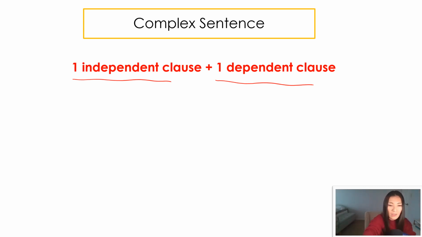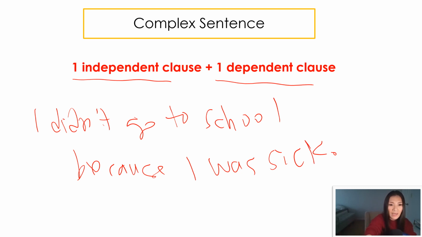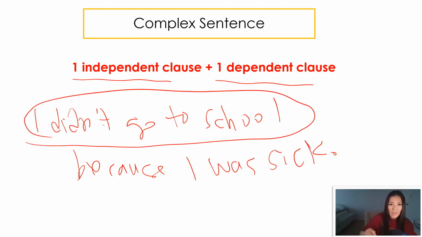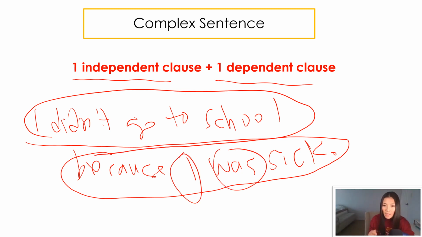For example, I didn't go to school because I was sick. I didn't go to school. This part is the independent clause, right? It could stand by itself. I didn't go to school because I was sick. This part is the dependent clause, right? Here's my subject, I, was is my verb. So it's a clause, but because I was sick, it's not an independent clause.